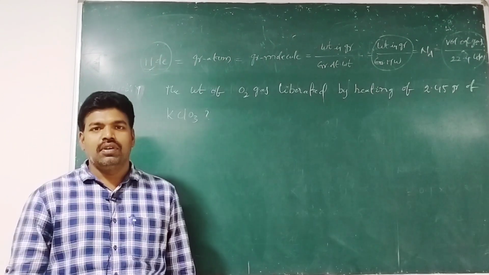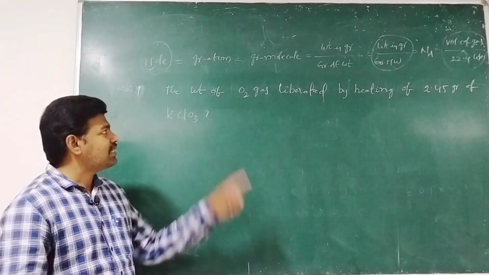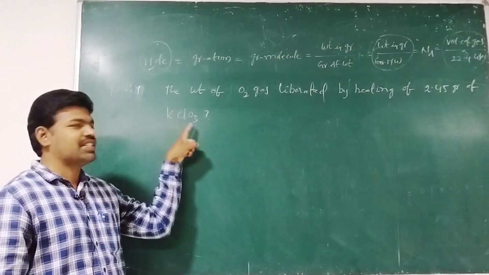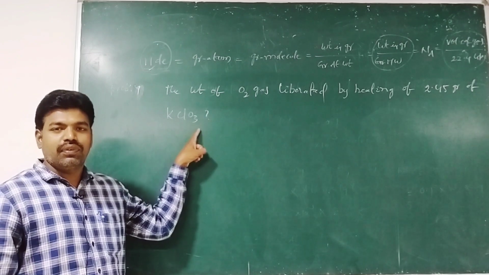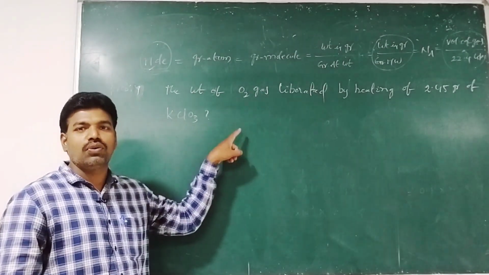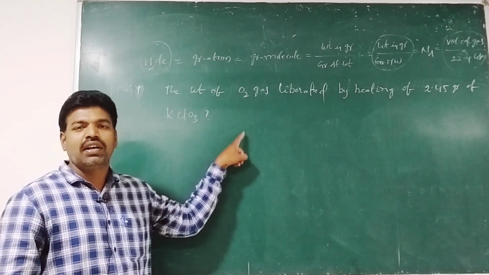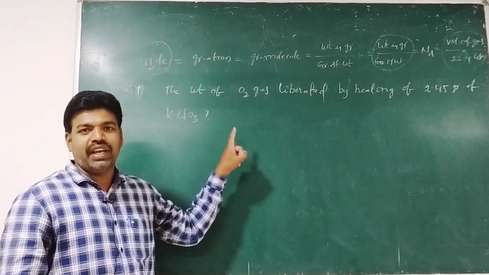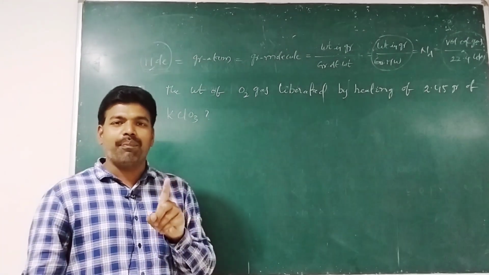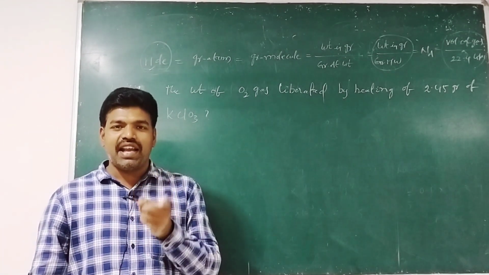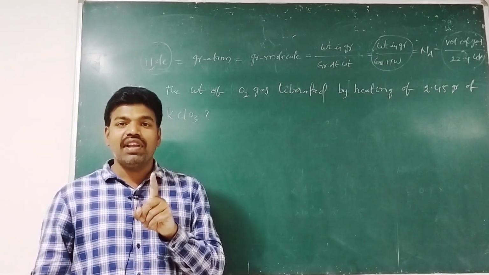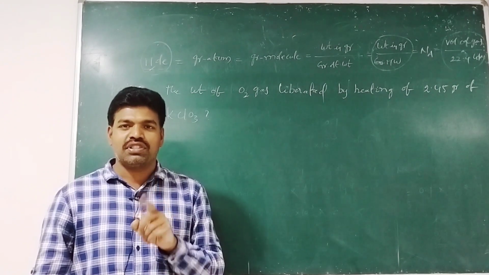Right. Next problem is this: the weight of O2 gas liberated by heating 2.45 grams of KClO3. If we want to do this problem, we have to know the stoichiometry of chemical reactions. In the next video, we shall apply the mole concept to chemical reactions, and we shall discuss the stoichiometry and equivalent weights of chemical compounds. Thank you.